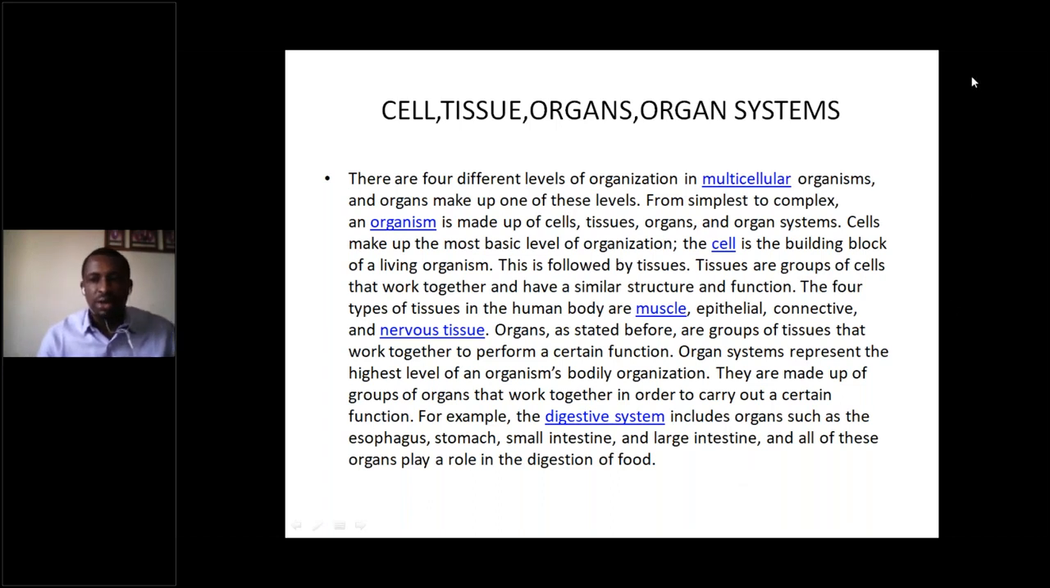So to reiterate again, we have cells. Cells that come together that look alike give us the tissues, and tissues that come together, look alike, function alike, give us the organs. Then organs can collaborate, function alike, work together to give us the system. So that's the way the human body is built.